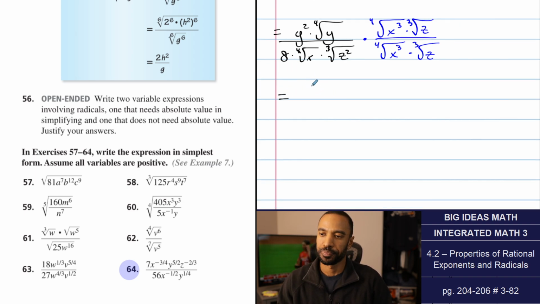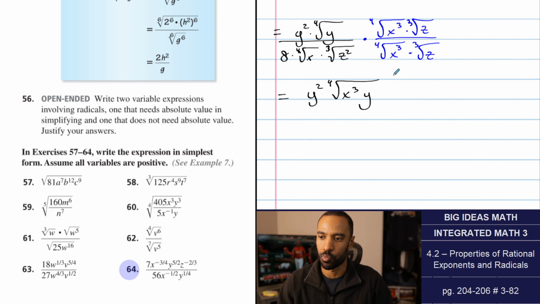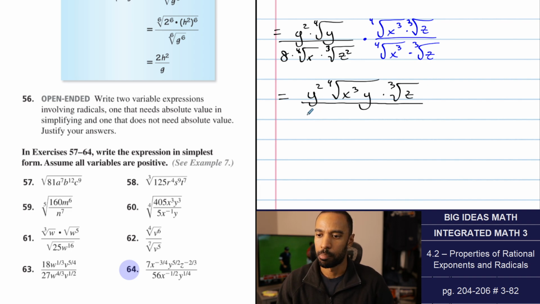All right, so x and y both exist inside a fourth root here. So when it comes to the top, I'll have y squared times the fourth root of x cubed times y. The cube root of z is its own radical for now. I can't really do anything with that as it stands. And on the bottom, well, there's 8. The fourth root of x times fourth root of x cubed is the fourth root of x to the fourth, which is x. That's what we wanted. Cube root of z squared times the cube root of z is the cube root of z cubed, which is z, which is what we wanted.